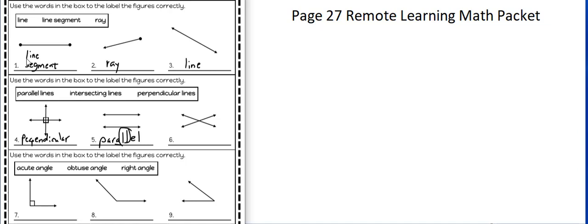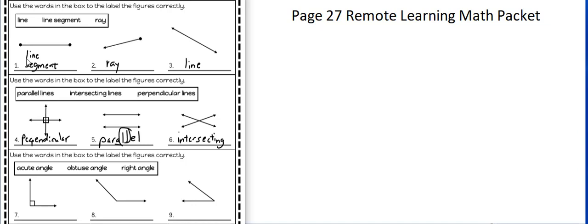All right, so by process of elimination, we should know that number 6 is intersecting. All right, they cross each other, okay, but they don't form the 90-degree angle like perpendicular lines do.